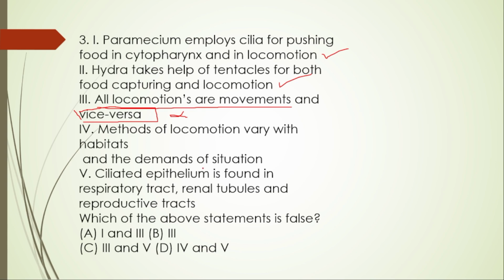This one is true. Next, fifth one: ciliated epithelium is found in the respiratory tract, renal tubules and then reproductive tracts. This one is false, because while it is found in the respiratory and reproductive tracts, that is the fallopian tube, ciliated epithelium is not typically found in the renal tubules, which mostly have simple cuboidal epithelium.